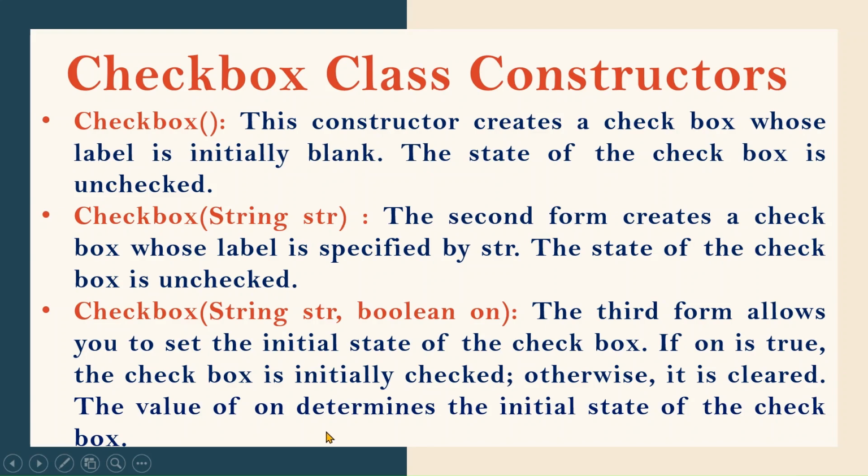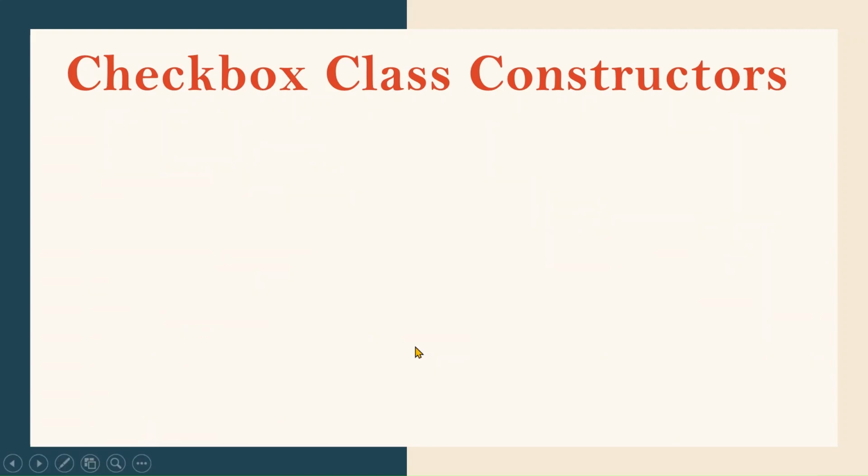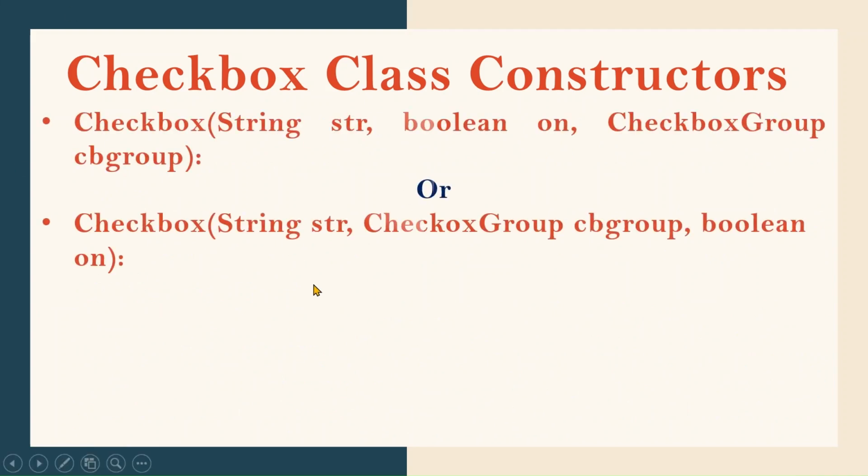The value of on determines the initial state of the checkbox. Whenever you are executing your program and by default you want some checkboxes to be in the on state or the checked state, you can write true for those checkboxes. Now coming to the fourth and fifth constructors. Here you can see a checkbox with a label and the boolean status, true or false. If by default you want a tick mark, you write true, otherwise false.